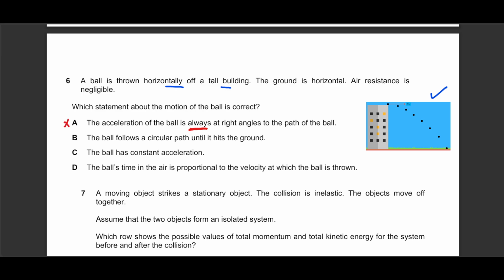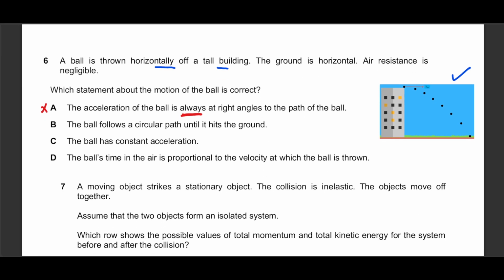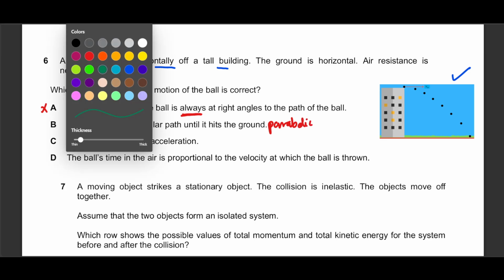Let's move on to option B. Let's zoom in a bit. So what do we have for option B? He says the ball follows a circular path. It never does. It is actually a parabolic path. This is again a piece of information: projectile motions always follow a parabolic path.